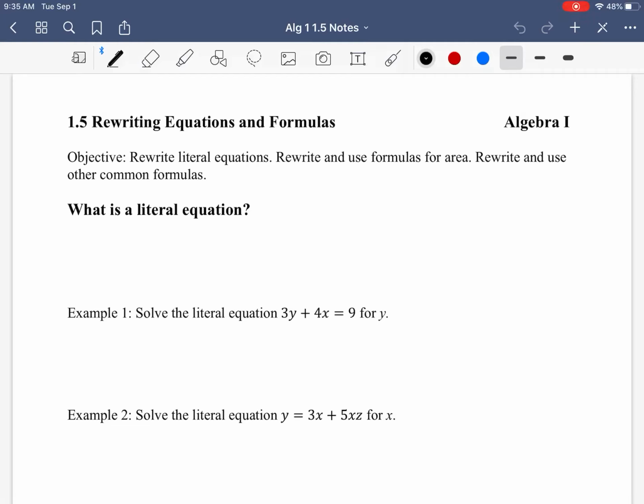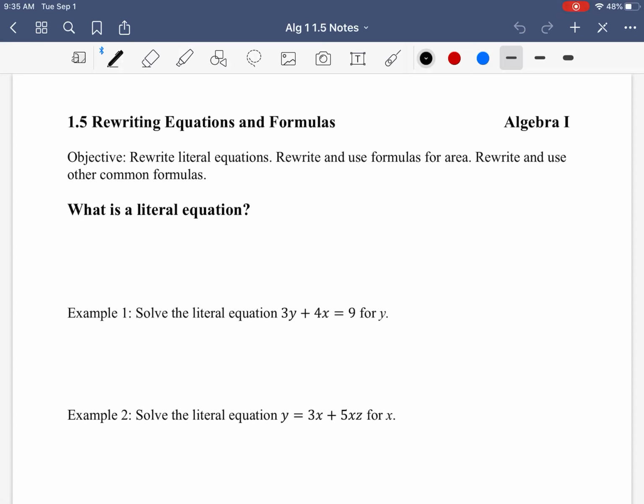Hello. Today we are discussing 1.5, rewriting equations and formulas. So our objective is to rewrite literal equations, and then we're going to rewrite and use formulas for area and rewrite and use other common formulas. Okay. So first we need to talk about this very first word.